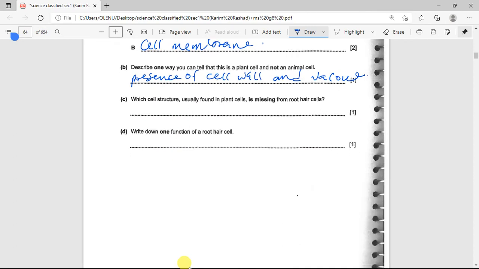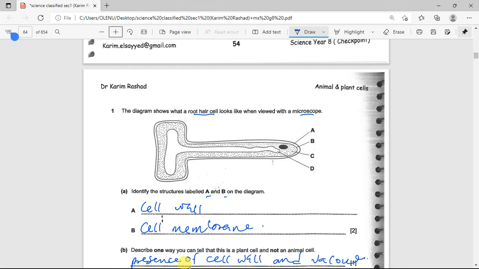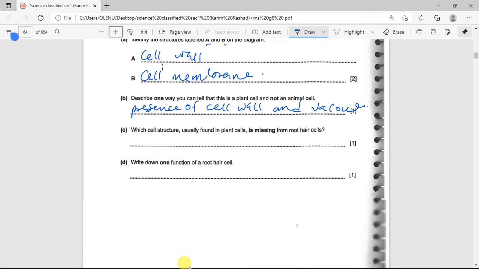Now, which cell structure usually found in a plant cell is missing from the root hair cell? Now, a root hair cell is a specialized type of plant cell that does not have chloroplast. So that means because they don't photosynthesize, they are in the root, so they cannot absorb sunlight to photosynthesize. So there is no chloroplast. So which structure usually found in a plant cell is missing from a root hair cell? It is chloroplast.